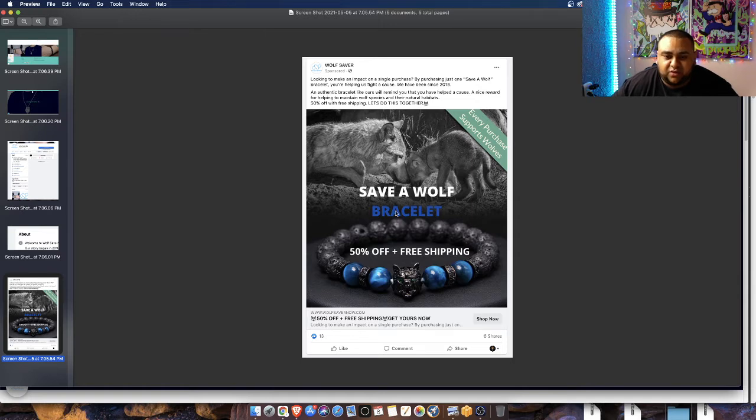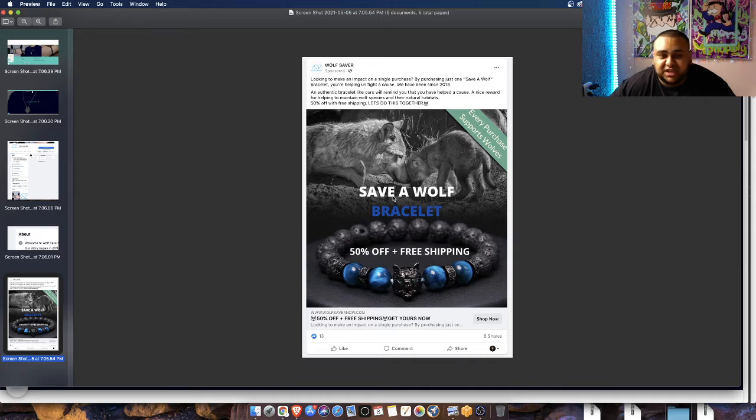Okay, it says Save a Wolf bracelet. Maybe something like get a Save a Wolf bracelet and save a wolf, something like that, so it's a little bit more apparent to people, because honestly I wouldn't know that I'm actually saving a wolf or supporting wolves. I know it says support wolves, but in what way, right? The ad has to kind of explain that, and you have to essentially target people who are essentially fanatics about wolves. So for this ad to actually work, because nobody's going to buy this.